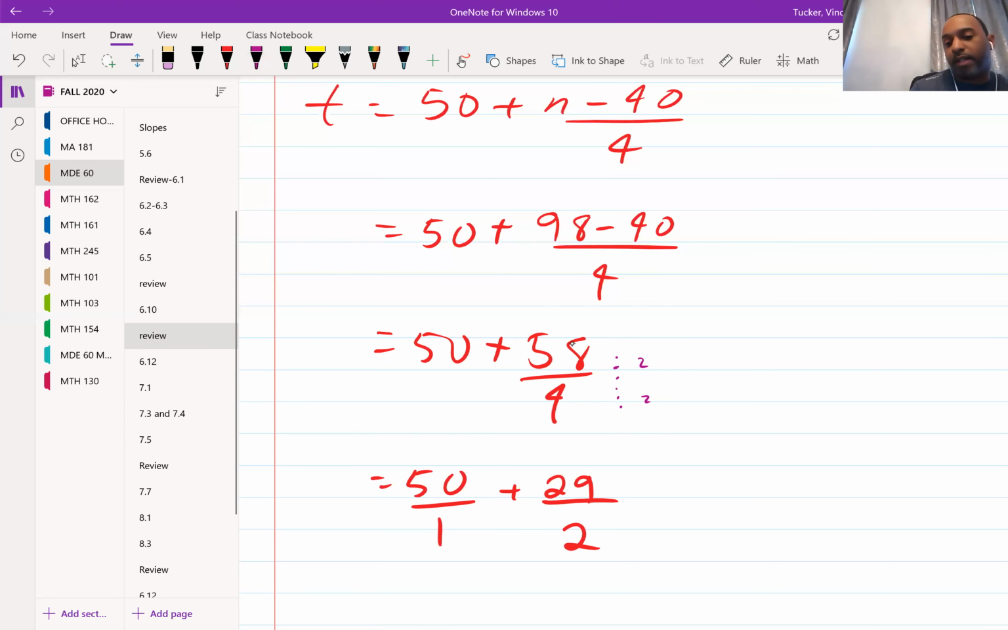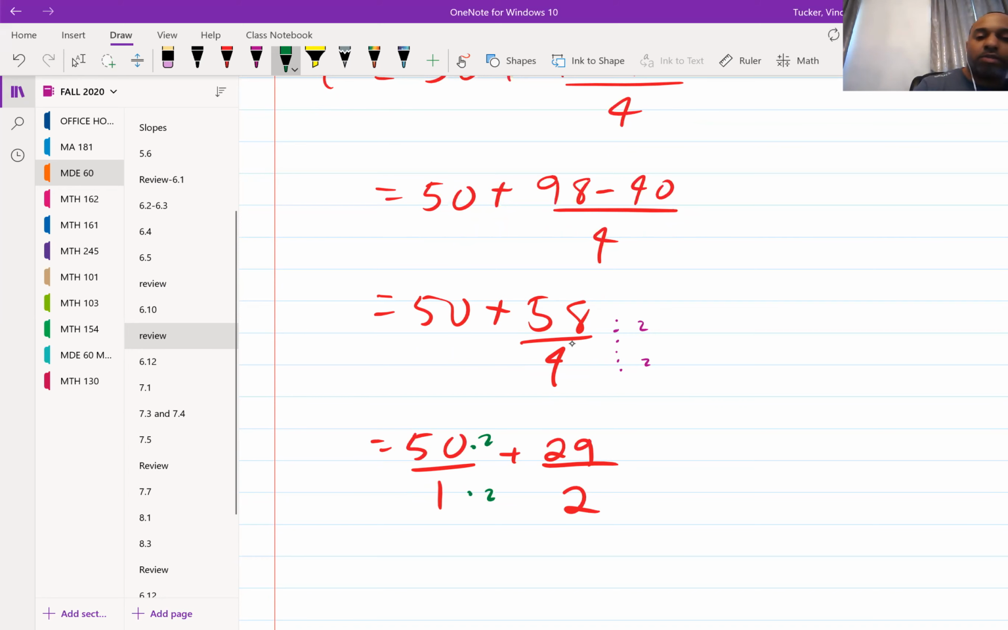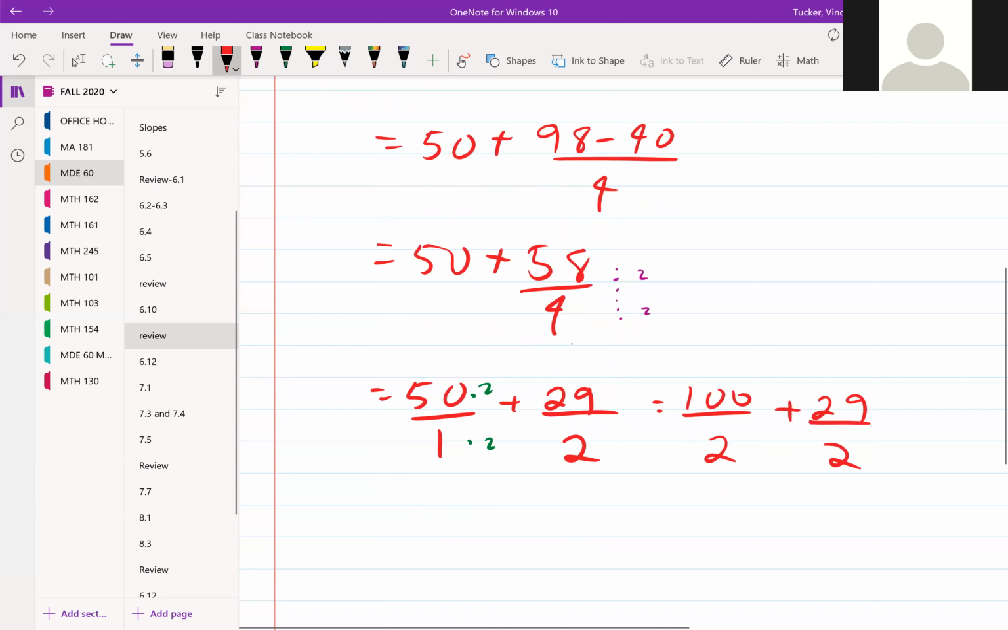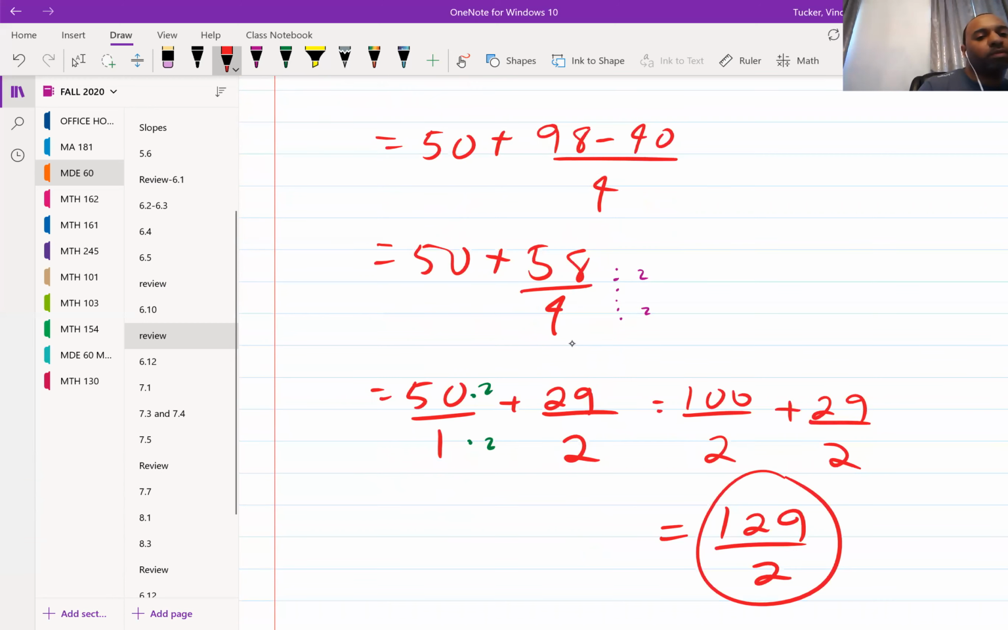But you do need to add these fractions, and so you need a common denominator. So you multiply top and bottom by 2. Where'd you get the 100 from? Oh, you had to multiply 50 on top and bottom times 2, plus 29. And the denominator is 2. So 1 times 2 is 2 all the way across.